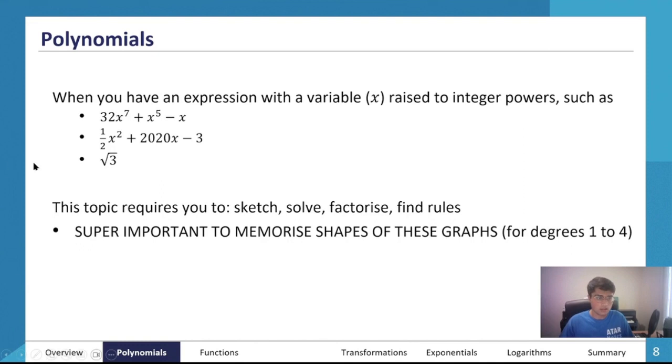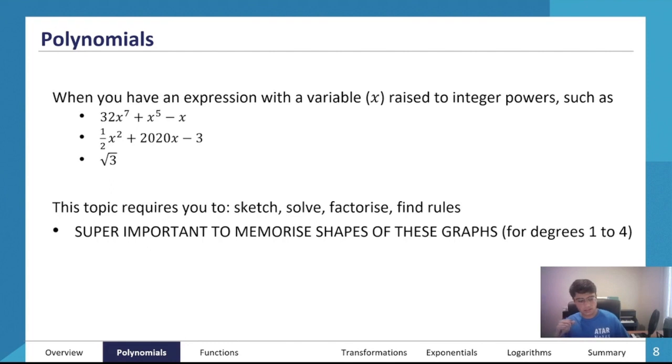In methods 3 and 4, you're going to have to know exactly how to sketch these functions, how to solve for x when the function equals 0, factorize these functions, and find rules given a particular graph or given some information about a particular polynomial. So you need to get very, very familiar with the shape of the graphs of the polynomial, as well as just some general properties of polynomials. And we're going to be exploring that throughout this lecture.